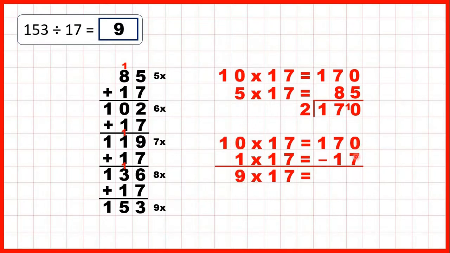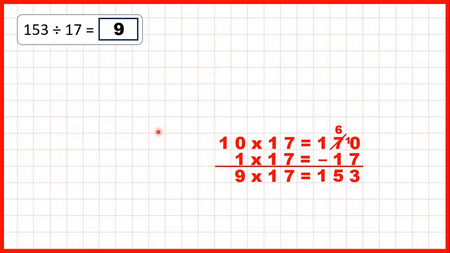We can't do 0 minus 7, go to the left, 1 less, 1 in front. 10 minus 7 is 3, 6 minus 1 is 5, and 1 minus nothing is 1. So we can work out straight away that 9 times 17 is 153, just by realising that 153 is 17 less than 170, so 17 less than 10 times 17. So we didn't need to do any counting in 17s at all to answer this question.